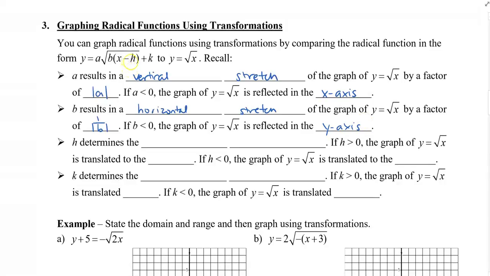Okay, h is next. Notice the h is also inside the radical beside the x. So the h determines the horizontal translation. If the h is positive, the graph is going to be translated to the right. And if h is less than 0, the graph is going to be translated to the left. And lastly, we have k. K is outside. So notice the location of all of these numbers is not inside the radical. So k represents a vertical translation.